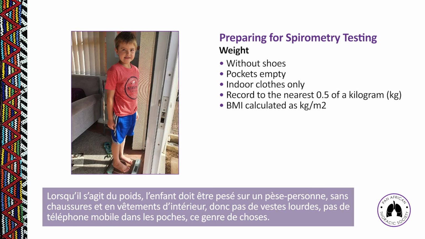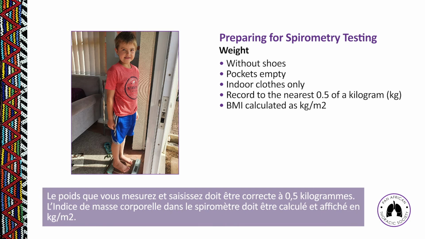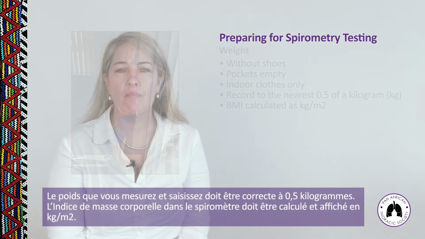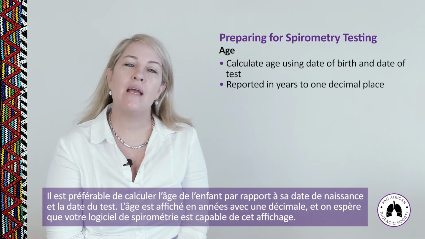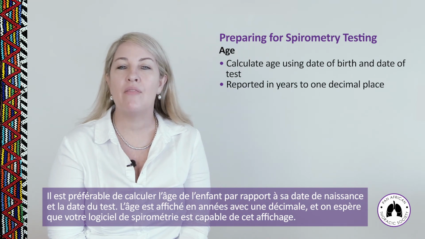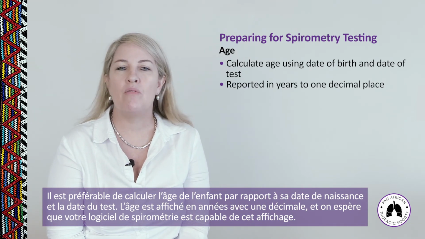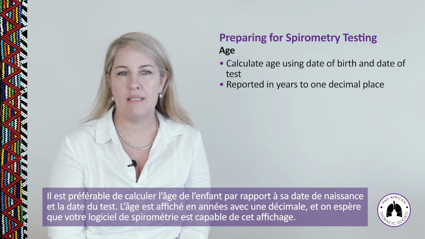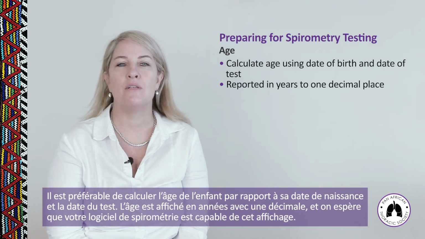So when it comes to weight, the child should be weighed on a scale without the shoes on and with indoor clothing. So no heavy jackets, no cell phones in the pocket or anything like that. You need to record and measure the weight within 0.5 kilograms. And the body mass index in your spirometer should be calculated and shown as kgs per meter squared. It is preferable to calculate the age of the child using the date of birth and the date of the test. Age should be reported in years to 1 decimal place, and hopefully your spirometry software can do that.